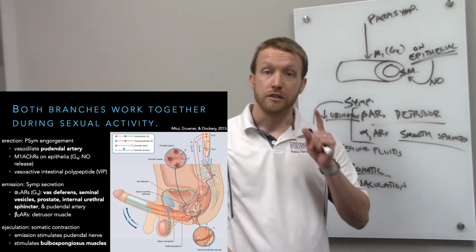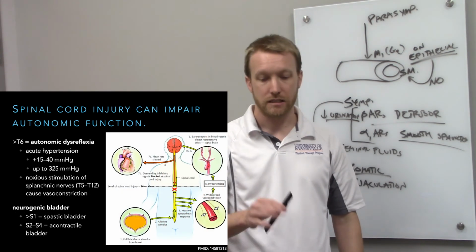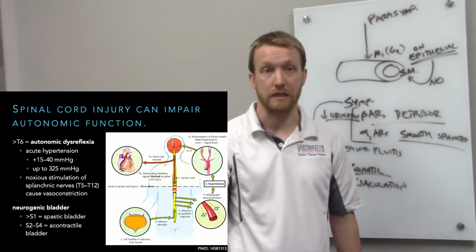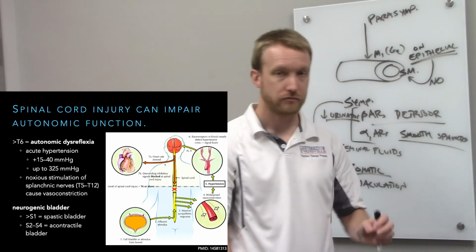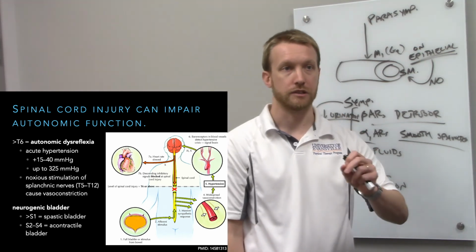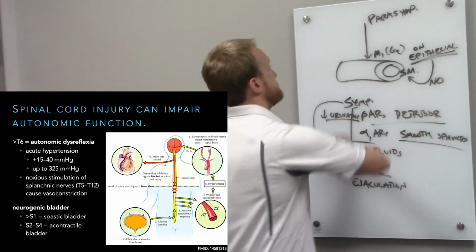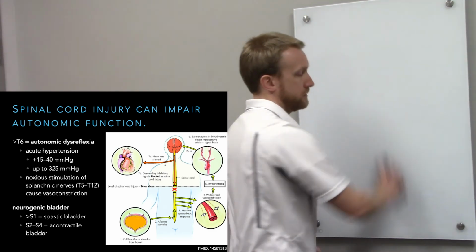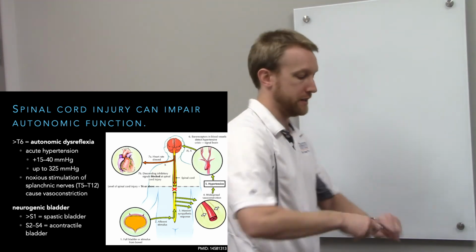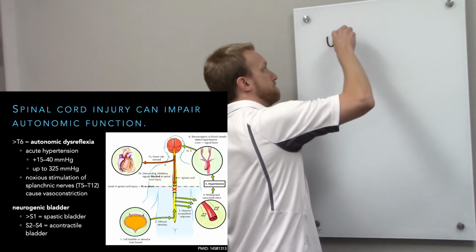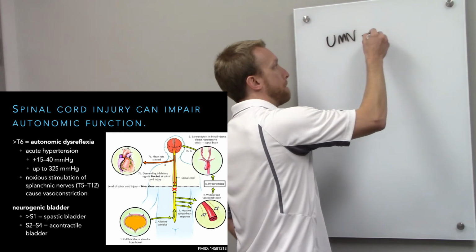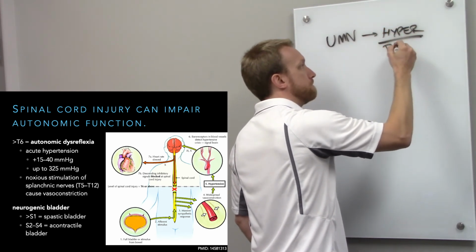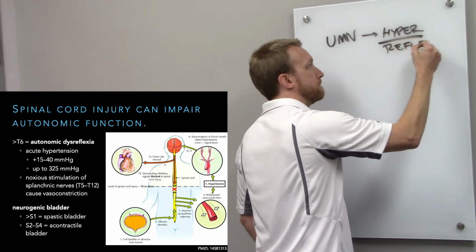Seems like a nice place to finish, but we're not done. Last thing I want to mention here, spinal cord injury and autonomic dysreflexia. Then neurogenic bladder. So, remember, when we have an upper motor neuron injury, we have hyperreflexia. That's exactly what's going on here.